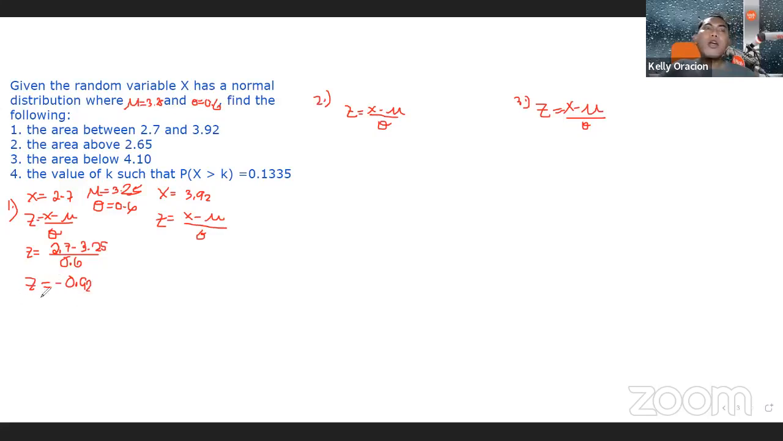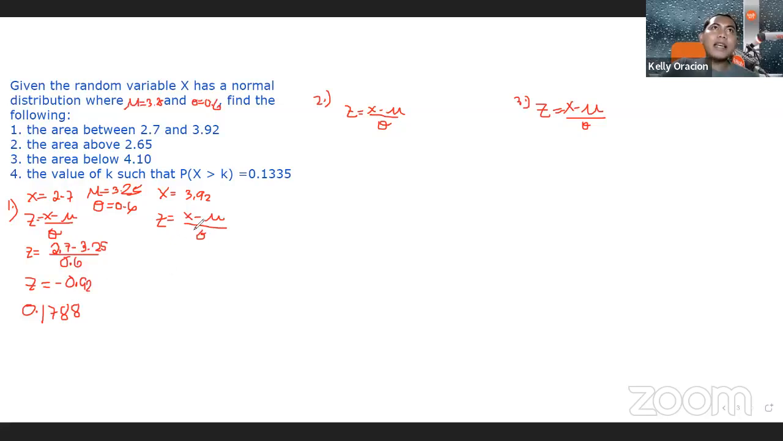What is the tabular value of negative 0.92? 0.1788. Let me verify, 92, that's correct. Thank you. Now, the tabular value of z equal to negative 0.92 is 0.1788.